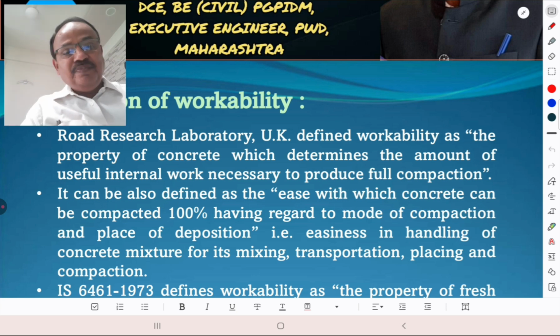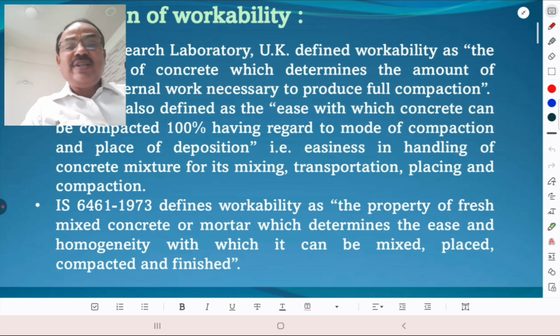IS 6461/1973 defines the workability as the property of a freshly mixed concrete or a mortar which determines the ease and homogeneity with which it can be mixed, placed, compacted and finished.